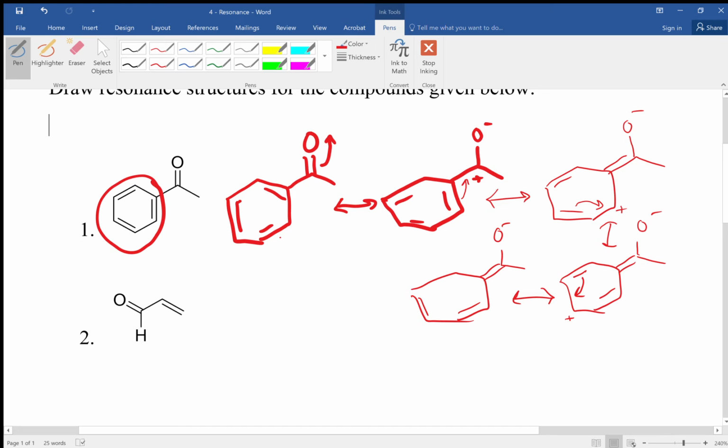Number 2 is actually a little bit simpler, because we have just the resonance structures where the pi electrons move up onto the oxygen, and then one more where those pi electrons move over to the resulting positive charge.